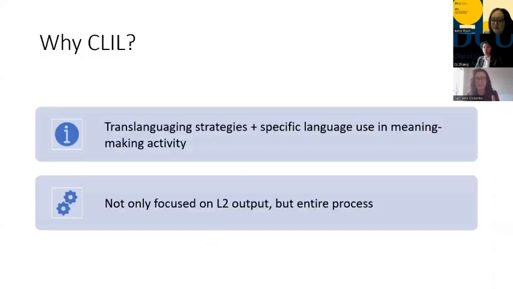So why did we look at CLIL? Why is this necessary? Well, CLIL can actually help us to uncover the translanguaging strategies and the specific language use in the meaning-making activity. So we can uncover what strategies students are using and what different languages they're using to create this meaning in creating a business text. It's not only focused on the L2 output, it's not only focused on the text, what they can deliver, but the entire process of them creating the text. And again, as I'll mention in a couple of slides, we adopt the think-aloud method. This has been very useful for us in our research.